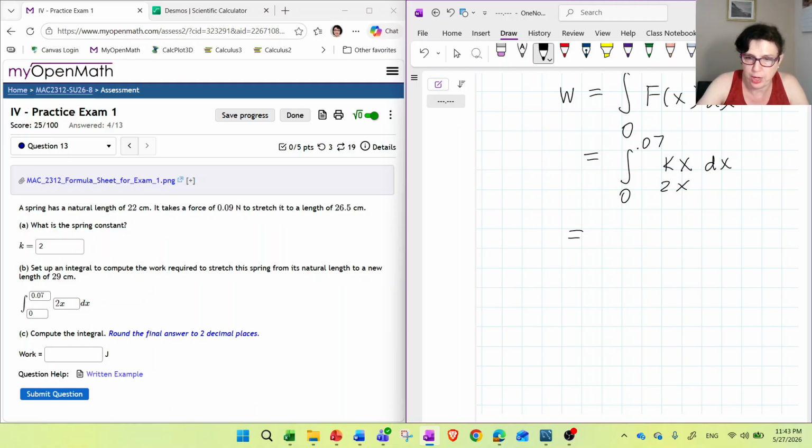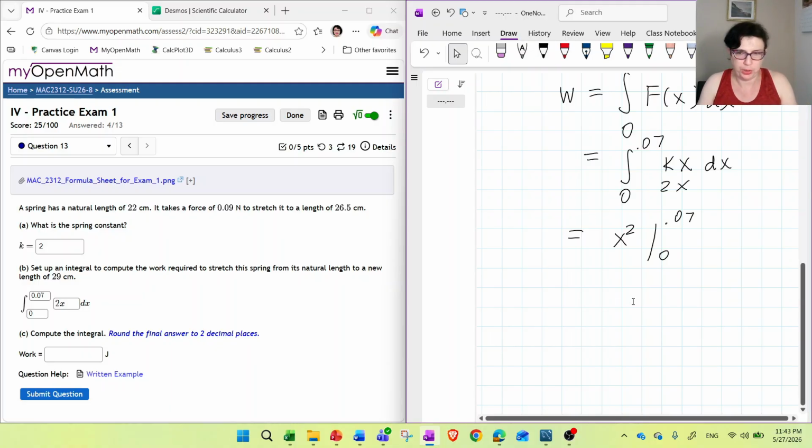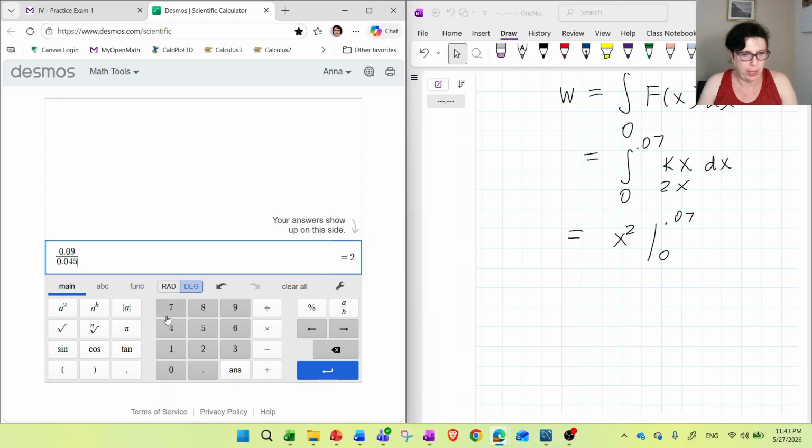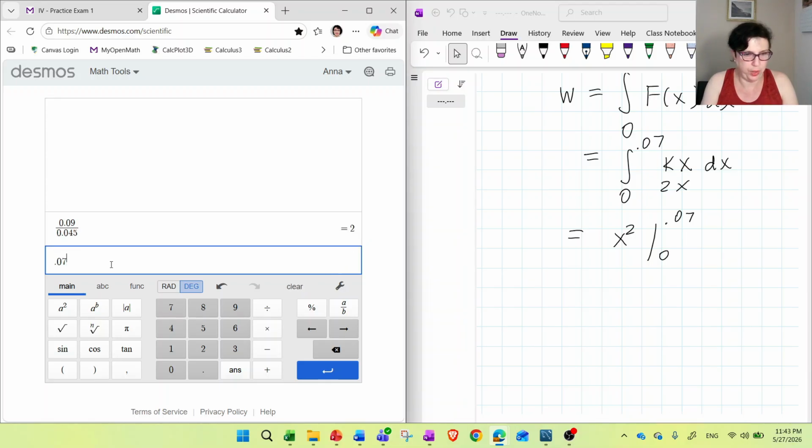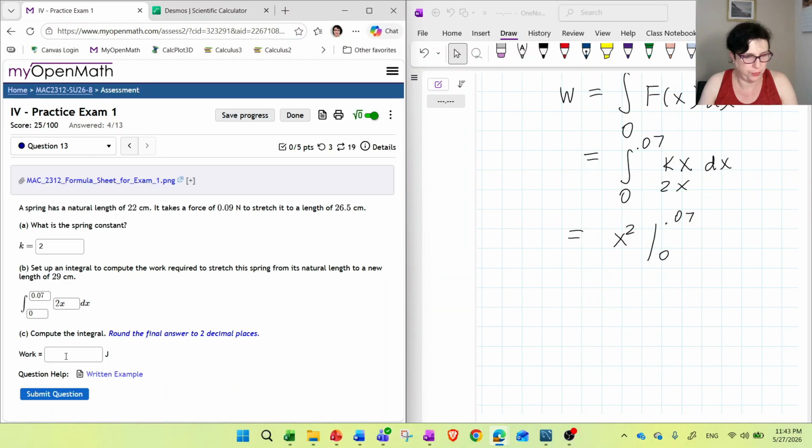So if I have just 2x, the integral is x squared, and then I substitute 0 and 0.07. At 0, obviously, this is going to be 0. If I take 0.07 and square that, that's going to be 0.0049.